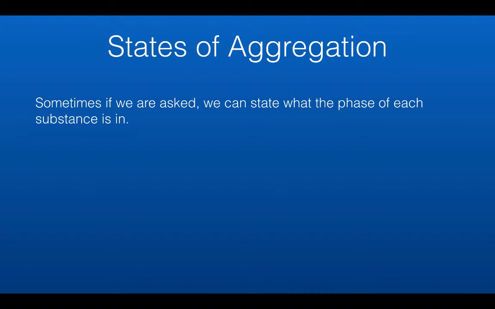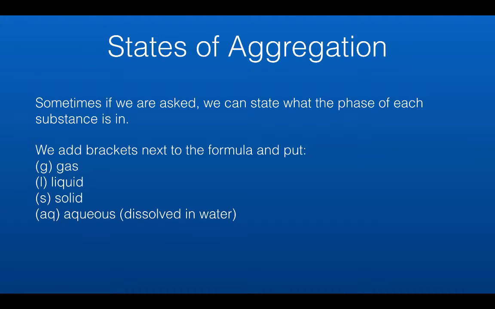Sometimes, if we are asked, we can state what phase each substance is in. We add brackets next to the formula and put (g) to represent gas, (l) to represent liquid, and (s) to represent solid. Sometimes the substance might be dissolved in water, so we put (aq), and this represents the word aqueous.